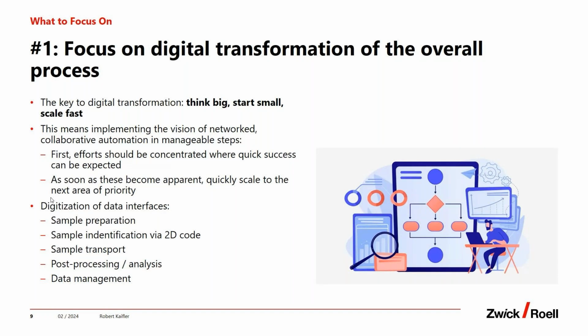So automation, yeah, everything is digital, okay. But also think of making the sample preparation, sample identification via decoding the sample, transport, post-processing analysis, make that kind of stuff digital too. So do not think always of the robotic system itself, but also the side processes like sample preparation and afterwards, after the testing, this post-processing. So again here, think big and start small. And start small, that's really the key point. That was focus number 1.